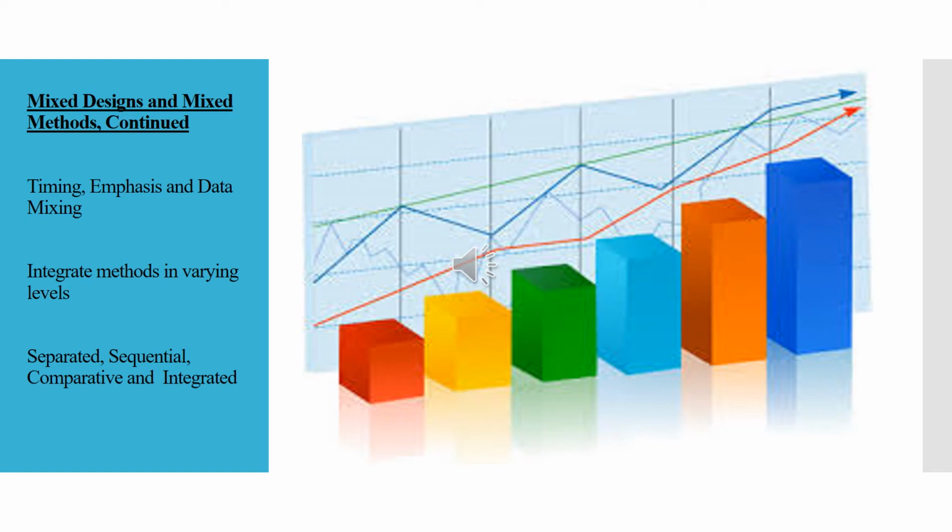Comparative. Data collected and analyzed separately. Results are then linked and compared. Integrated. Qualitative and quantitative data are collected approximately at the same time, and the results are analyzed together. The data may or may not be transformed and merged into a single data set for analysis.